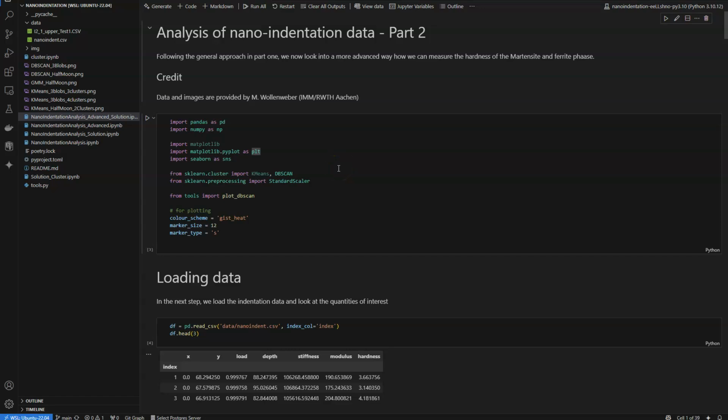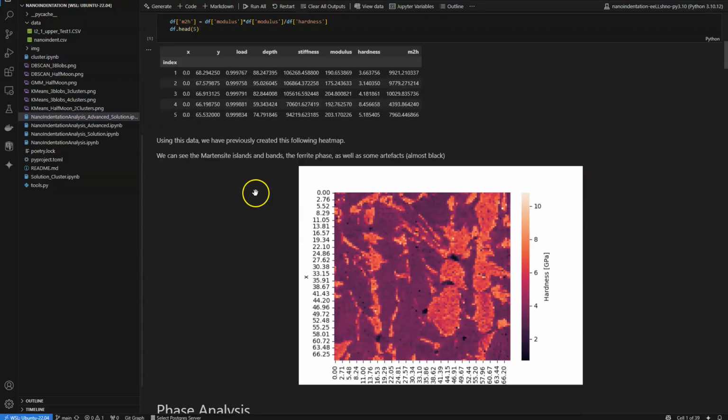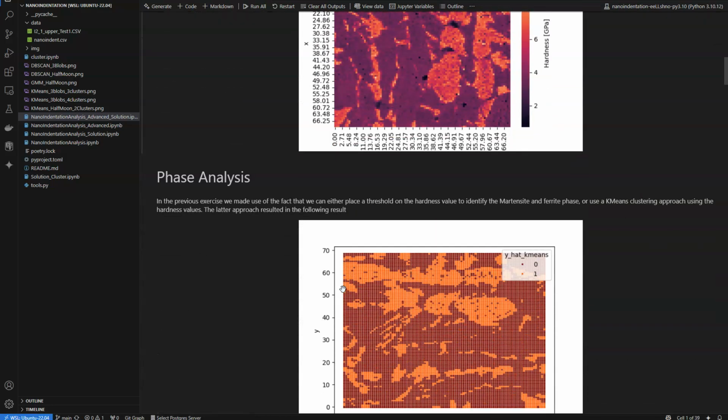Hello and welcome back. In the second part here, we want to look at a more advanced approach, how we can use clustering methods. Before, we had used the manual threshold or k-means on the hardness values themselves, or looked at how we combine the two to clean up, and then used the DBSCAN to find individual clusters. Now we load the data again, define this value and look at the plot again, and we remember that we had a lot of artifacts that we want to take care of.